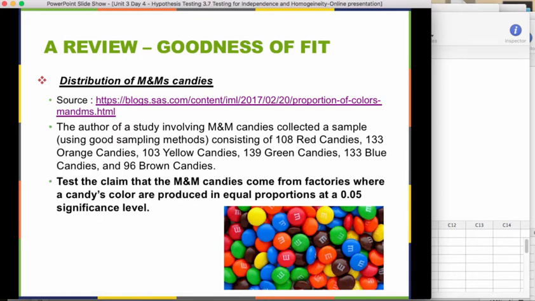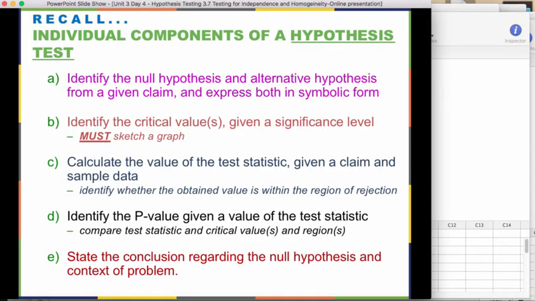And what we want to do first, a reasonable claim would be that M&Ms are produced in equal proportions, meaning that you will have the same amount of each type of candy. So let's test the claim that M&M candies come from factories where the candy's color is produced in equal proportions at the 0.05 significance level. So again, we're going to go back to those ideas of the individual components of a hypothesis test. We'll identify the null hypothesis and the alternate hypothesis from the beginning claim and express both in symbolic form. Again, as we've done before, you want to identify the claim and counterclaim.